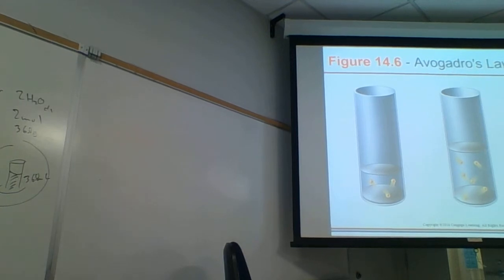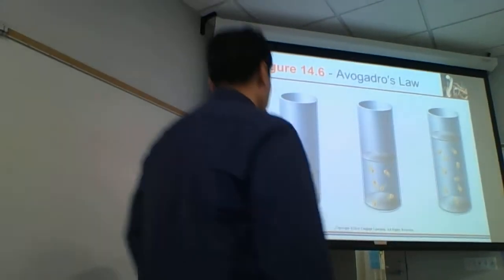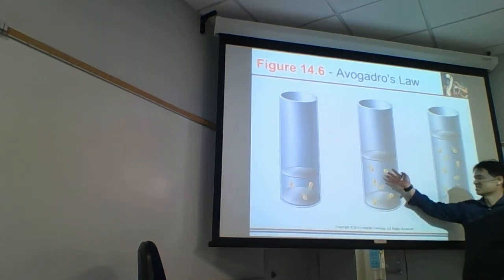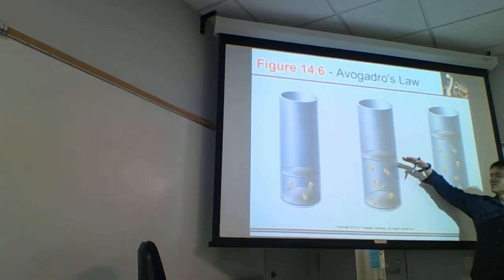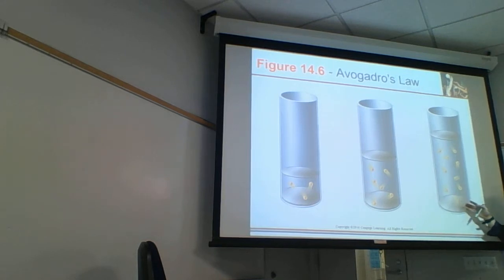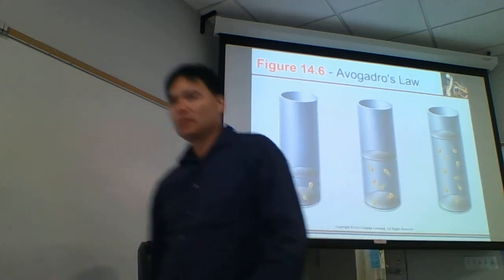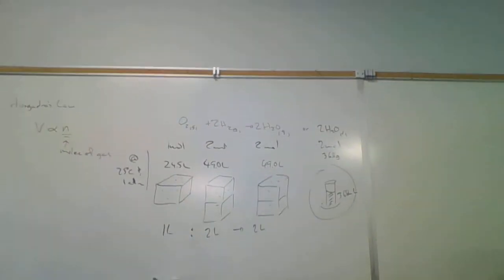because what happens is, let's say we start off with 3 gaseous particles, if we double it, we're going to get 6 gaseous particles, the volume doubles. If we triple it, like here, we get 9 gaseous particles, the volume triples. So, this is Avogadro's law.